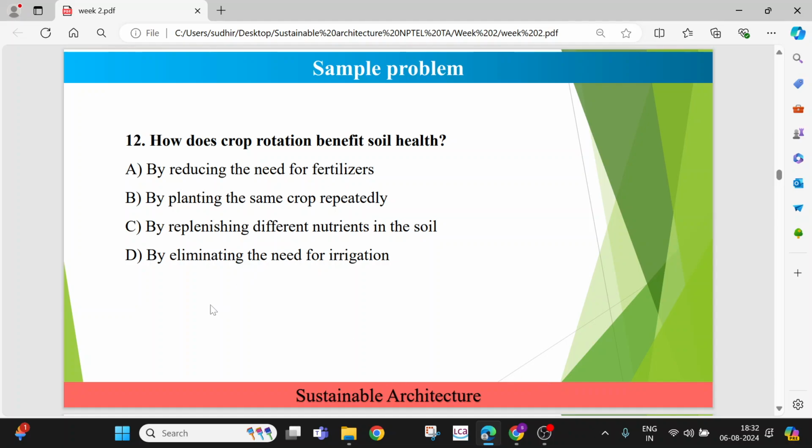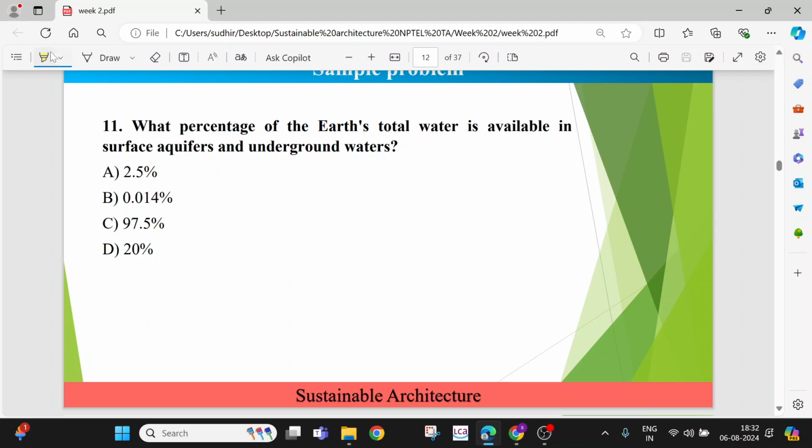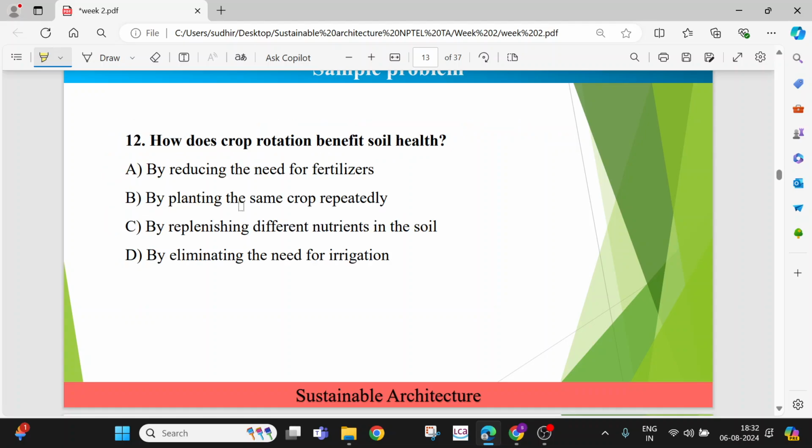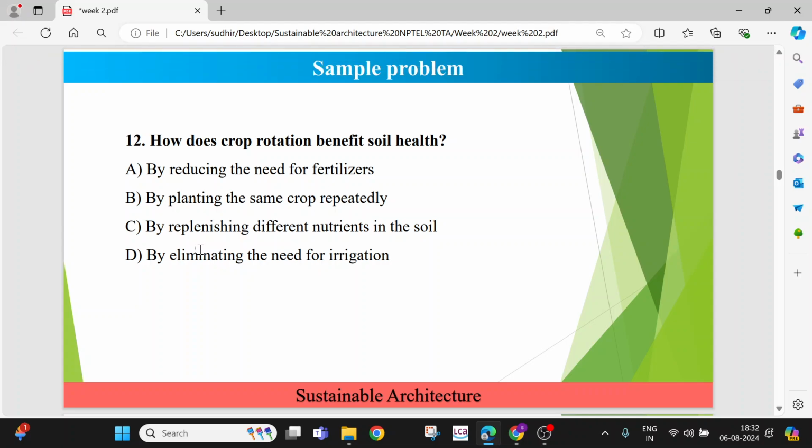This is question number 12. Let me mark the answers also, so that when I share the slides, they will be visible to all of you. From now I will be marking the answers also. Question number 12. Try to give answers to this question. How does crop rotation help in replacing different nutrients? Option C. Someone wants to add to the answer or give another answer?